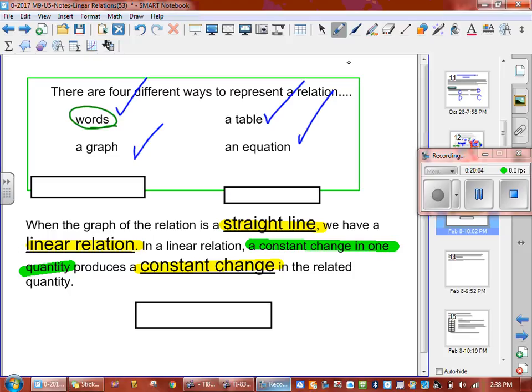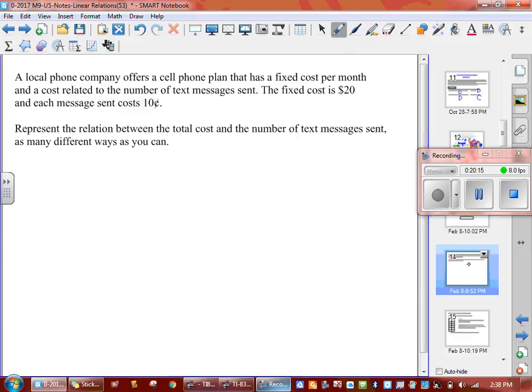All right, we're going to take a look at the example on the bottom of your page. It says, a local phone company offers a cell phone plan that has a fixed cost per month. The cost is related to the number of text messages sent. So the fixed cost is $20 and the average text message is 10 cents. So what we're going to do is we're going to represent it as many different ways as we can.